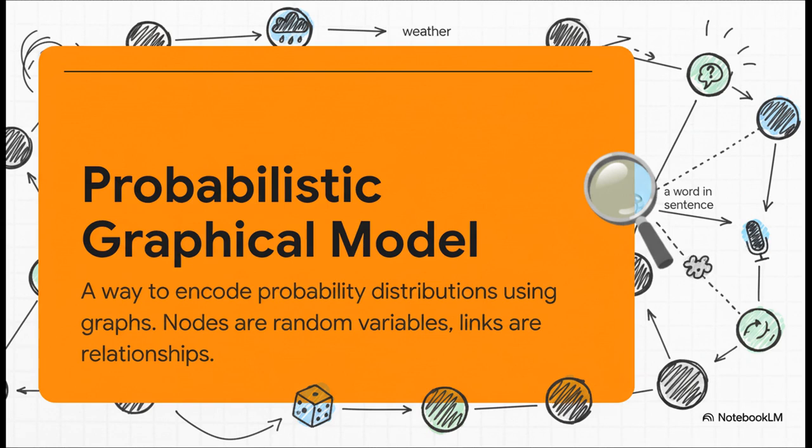You see those circles? We call them nodes, and each one stands for a random variable, which is just a fancy term for something you're not sure about, like, is it going to rain today? And the lines connecting them show how these things influence each other. The whole thing, the entire map, shows you the full picture of how likely all the different outcomes are. It turns complicated math into a diagram you can actually understand.